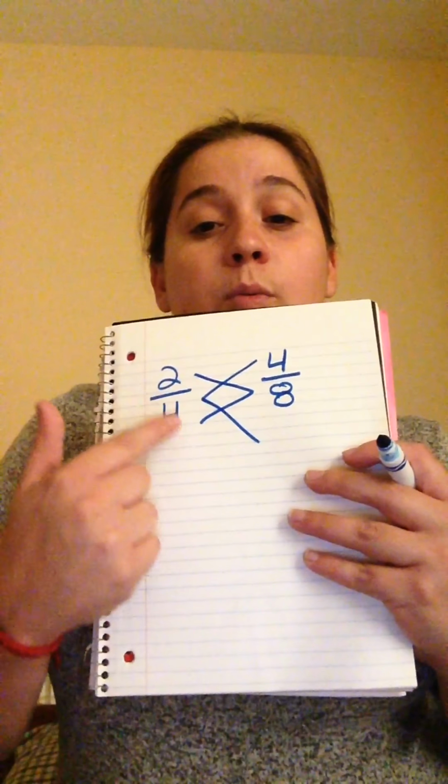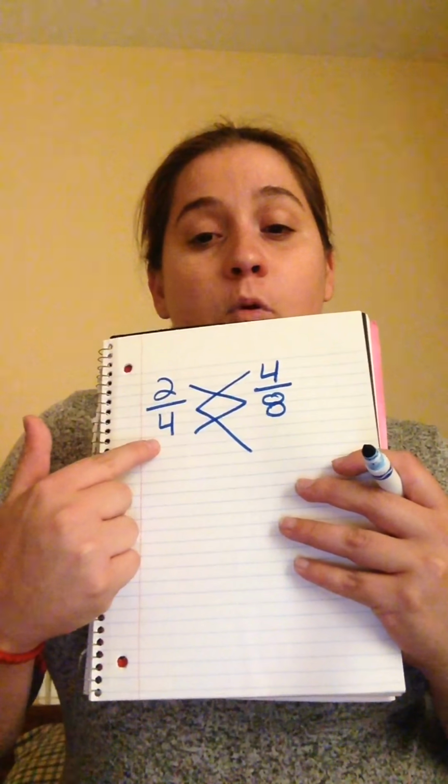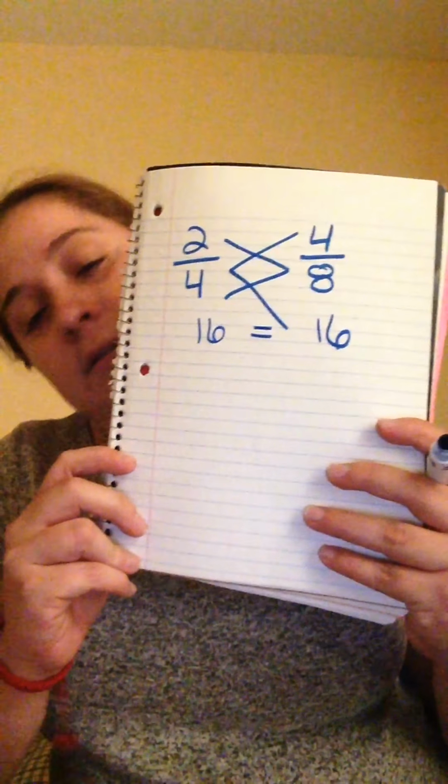So 2 out of 4 and 4 out of 8. This method is called cross multiplying. We will cross multiply the fractions. We will multiply 4 times 4, which is 16, and 2 times 8, which is what? 16, right? Very good, class. You guys are doing great. 16 equals 16. So this is an equivalent fraction. Very good. Everyone's doing great.